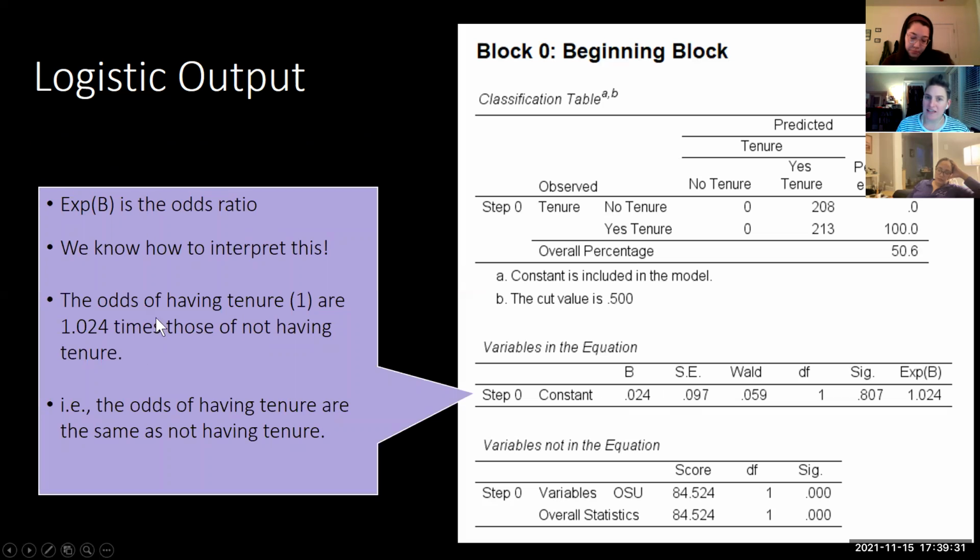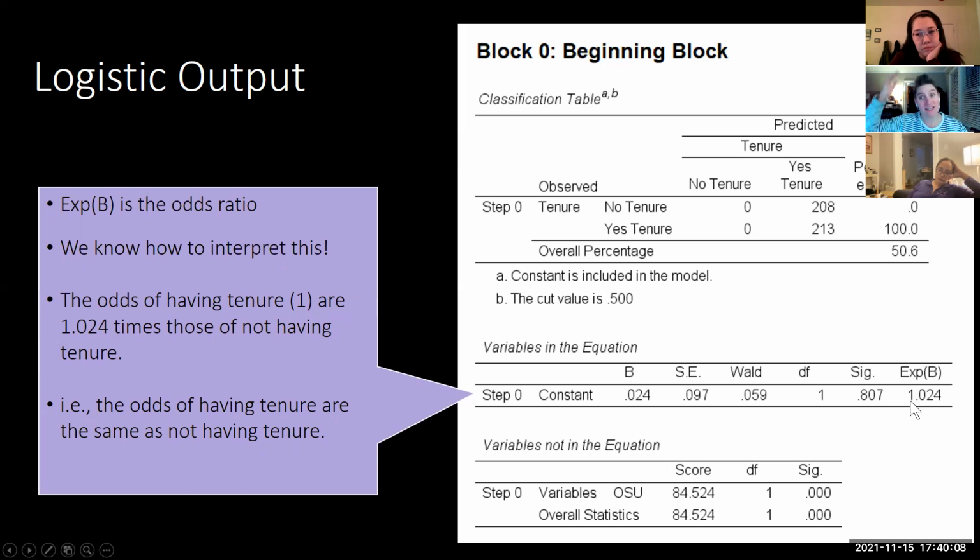So let's talk a little bit about this Exp(B) over here. This guy is new. We have not seen him before. We've seen b's, we've seen standard errors, but now we're going to talk about the exponent of b. This is the odds ratio. So this is the odds of having tenure, which is 1, that goes in the numerator, over the odds of not having tenure, which goes in the denominator. So the odds of having tenure are 1.024 times the odds of not having tenure.